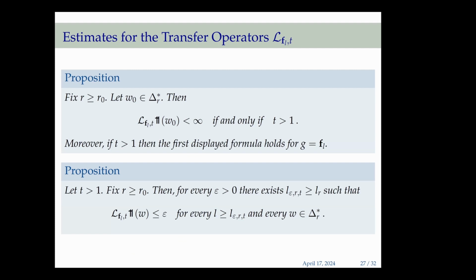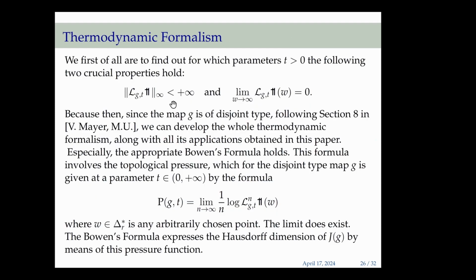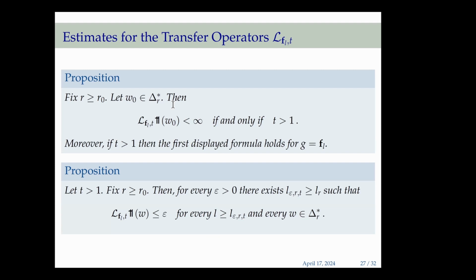We really proved the following proposition. If w_0 is a point with modulus bigger than R, then this value at w_0 is finite if and only if the number t is bigger than 1. Moreover, if t is bigger than 1, then the first displayed formula holds for g equal to f_L. And if we fix t bigger than 1 and t greater than or equal to R_0, which was defined for those where we get good approximation between e^L and f_L, then for every epsilon there exists a number L_epsilon and R_t greater than or equal to R, such that the operator norm is less than or equal to epsilon, in a uniform way. The quantifiers and dependence on parameters really matter.